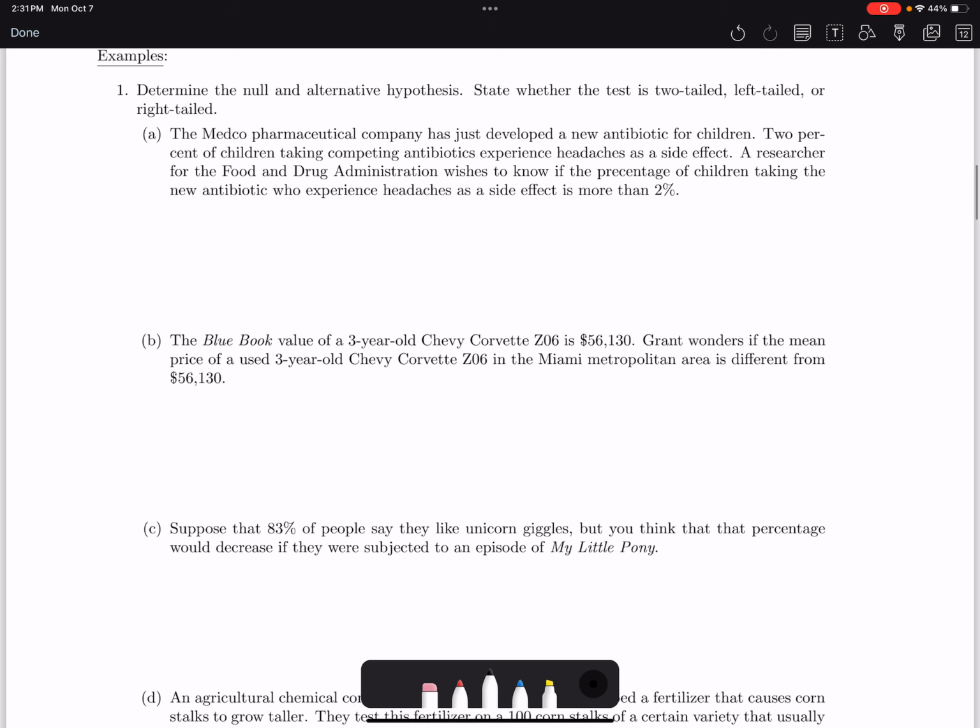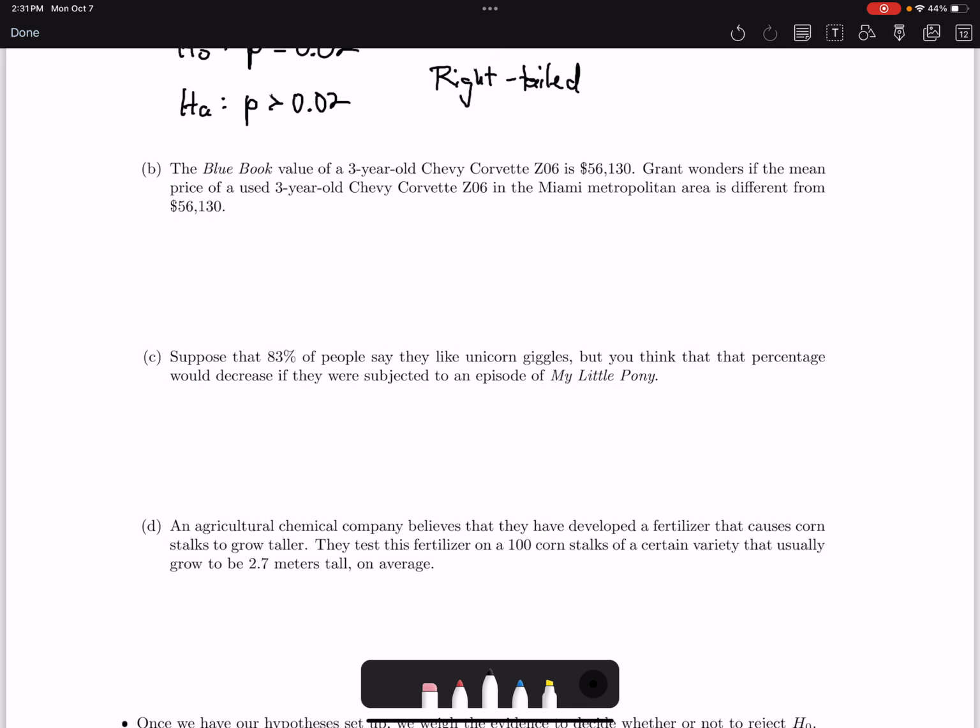Part B. The Blue Book value of a 3-year-old Chevy Corvette Z06 is $56,130. Grant wonders if the mean price of a used 3-year-old Chevy Corvette Z06 in the Miami metropolitan area is different from $56,130. Okay, so there we're kind of given a dead giveaway. Grant's wondering about the mean, so we're going to be testing means. But besides that, we're talking about the price, which is a numerical variable, so we would be testing the mean. We want to know if, on average, the price of these Chevy Corvettes is different from $56,130.